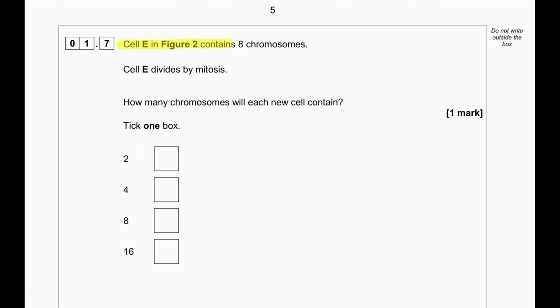Cell E in figure 2 contains 8 chromosomes. E divides by mitosis. How many chromosomes will each new cell contain? Mitosis is a division where the number of chromosomes stays the same. So it will be 8.